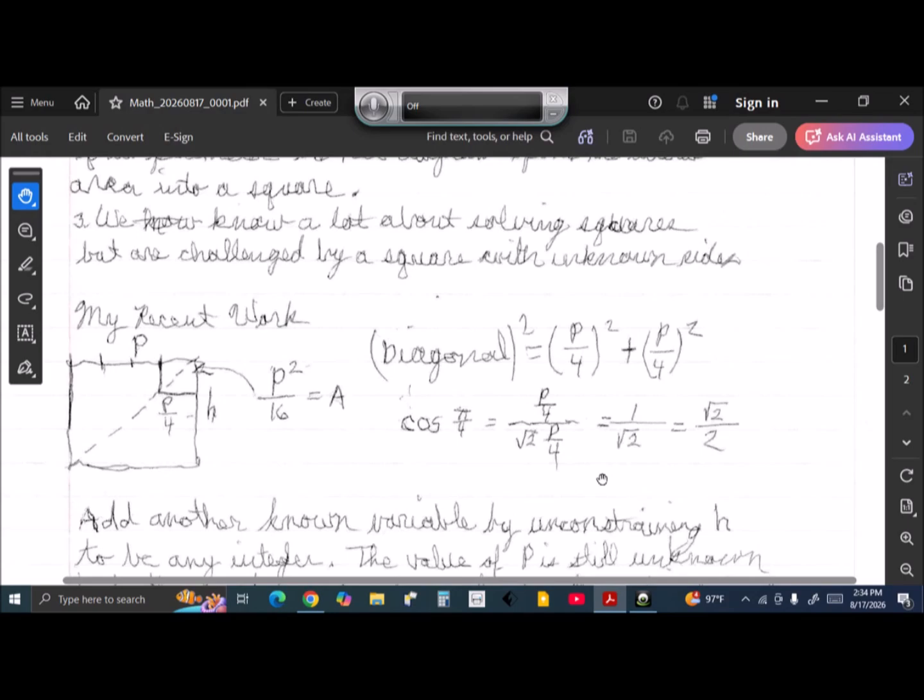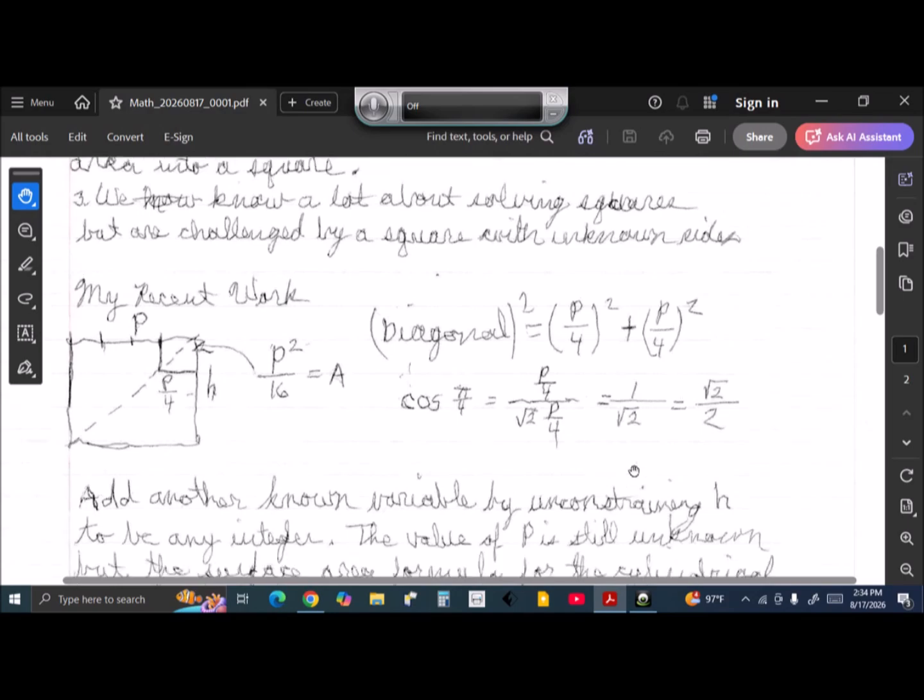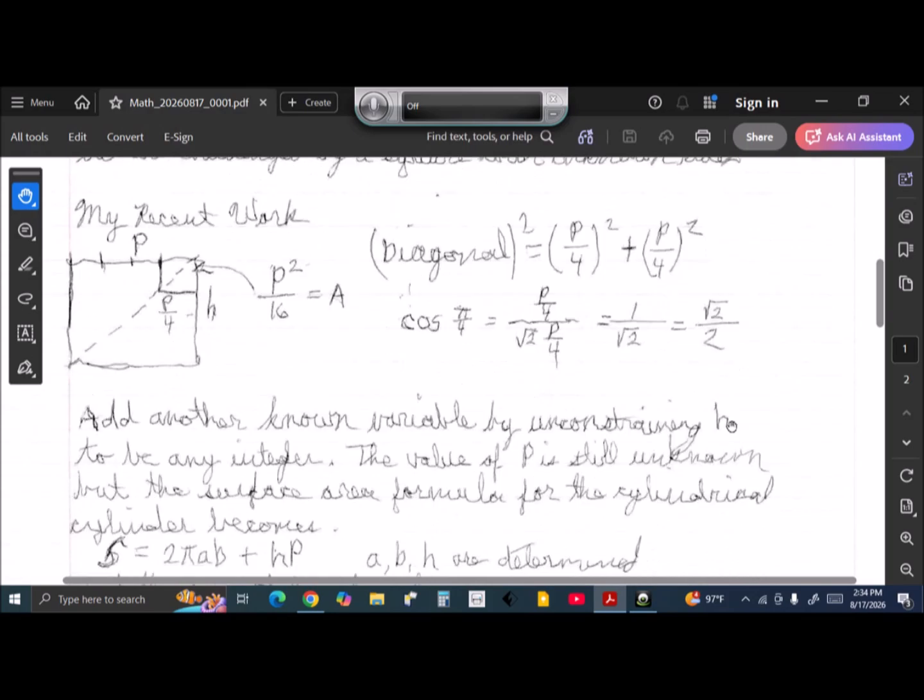And so we got some numbers, but yet we still could not calculate P. Maybe someone else might see some other stuff that I didn't notice yet, but I could not finish it because I was distracted by my next move, which was to unconstrain the side of the elliptical cylinder to be any integer instead of just h.